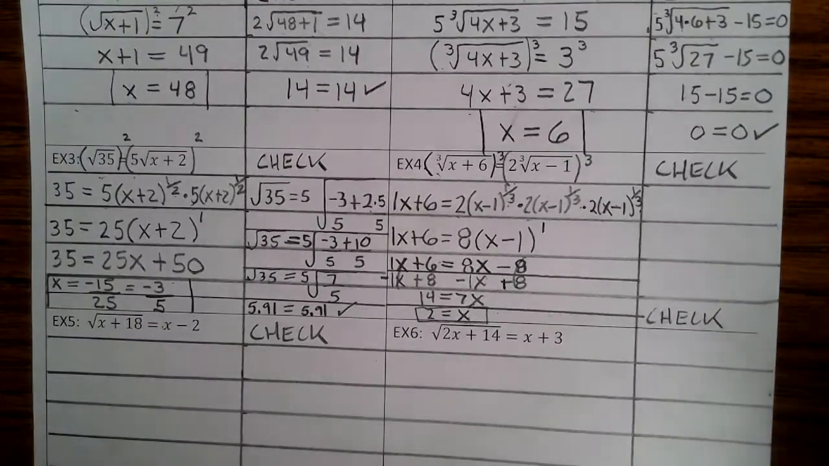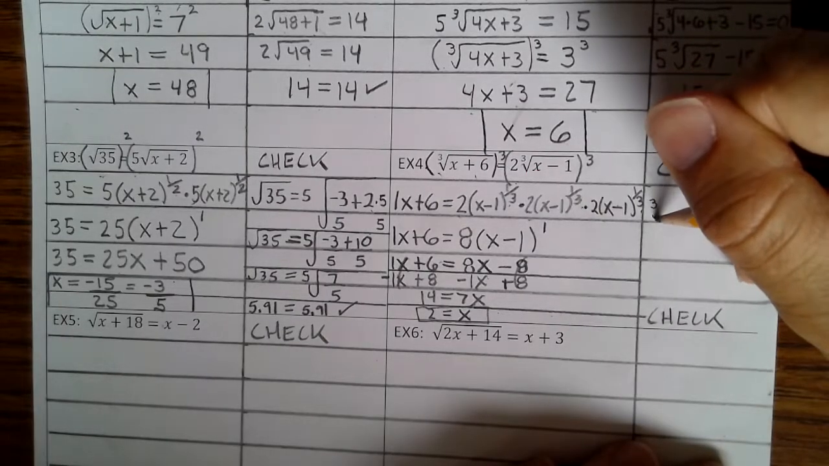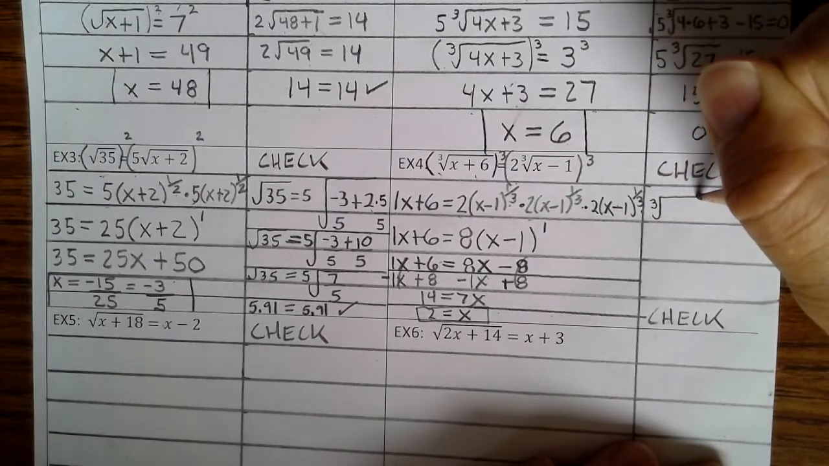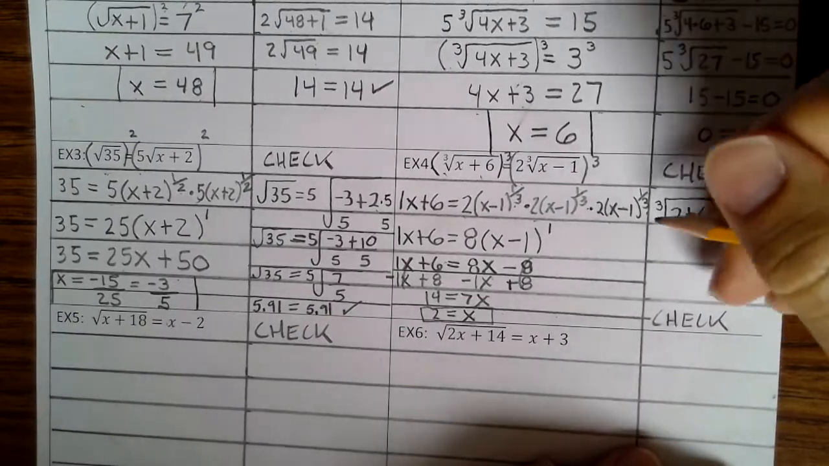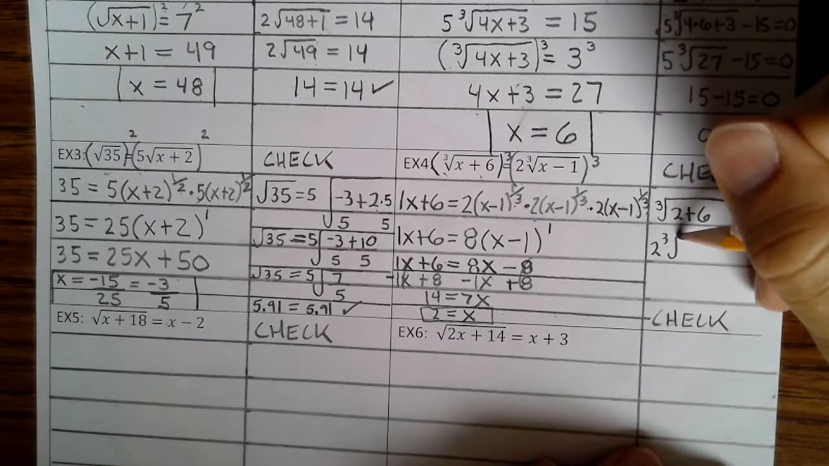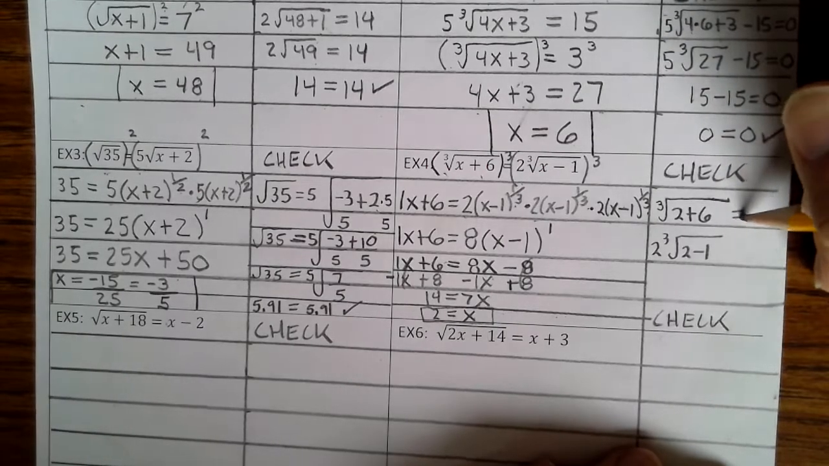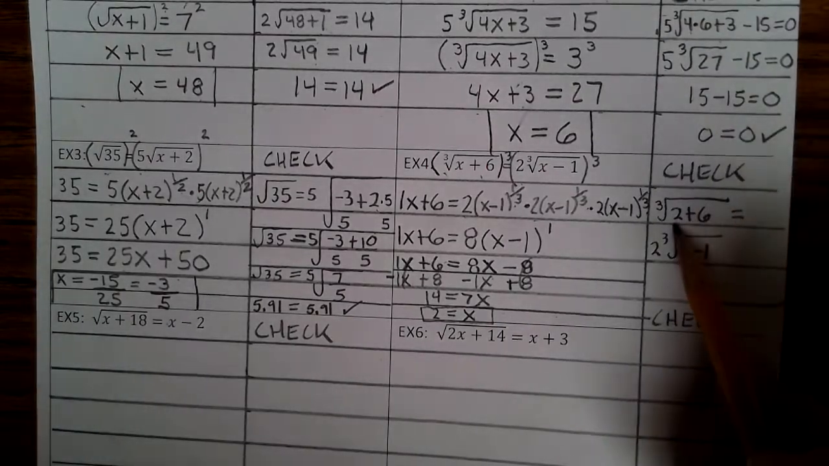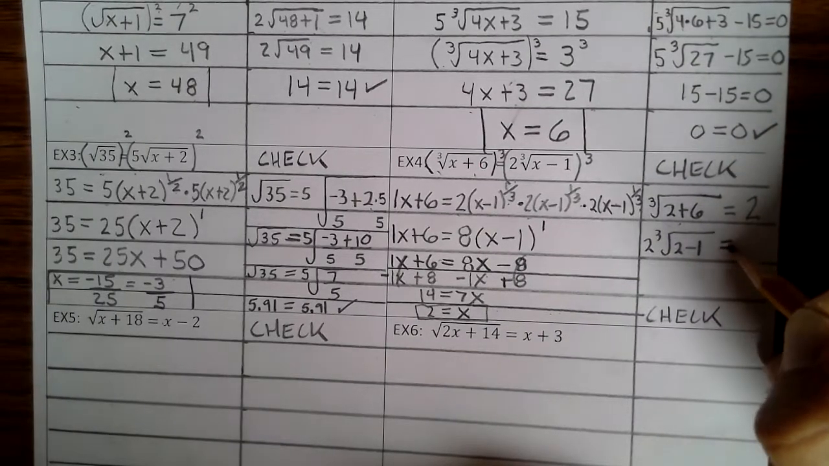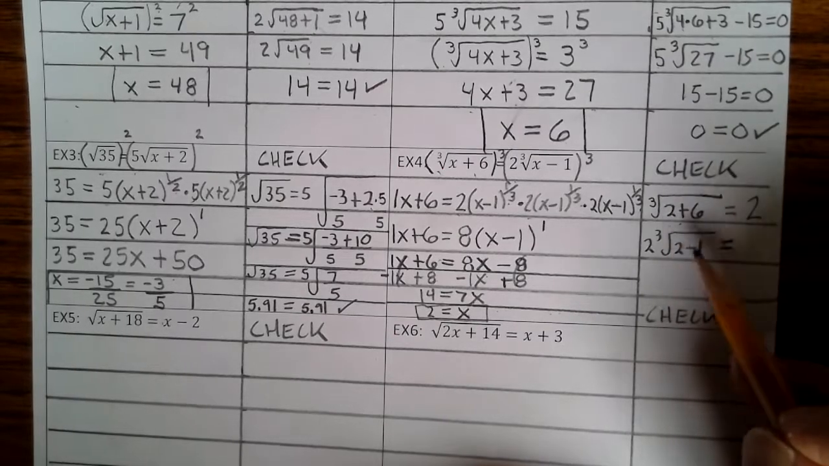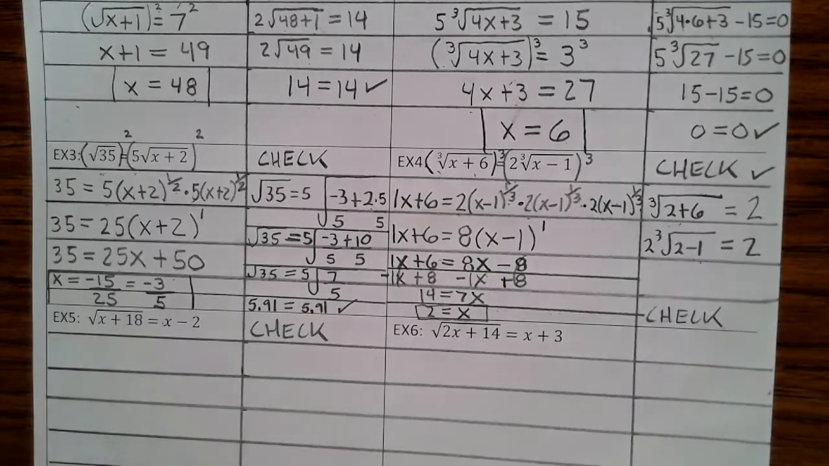Okay, now we're going to check by substituting 2 back into here. So that's the cube root of, we can actually do it this way too, 2 plus 6, and we can do 2 times the cube root of 2 minus 1. Now, 6 plus 2 is 8. The cube root of 8 is 2. 2 minus 1 is 1. The cube root of 1 is 1 times 2 is 2. So this checks. Okay.